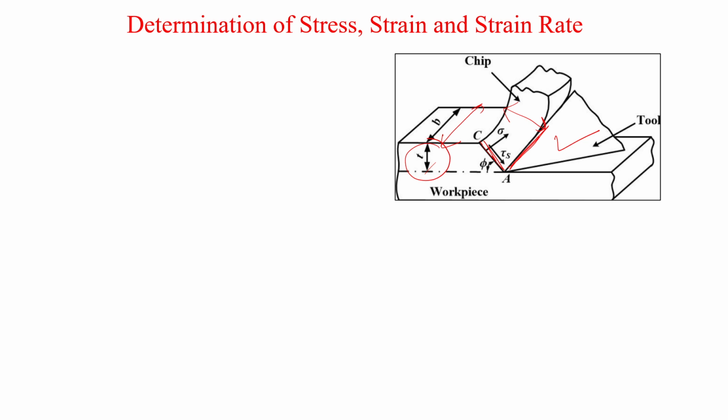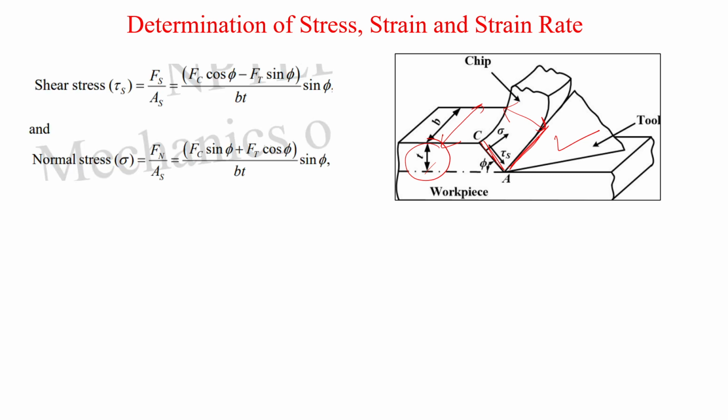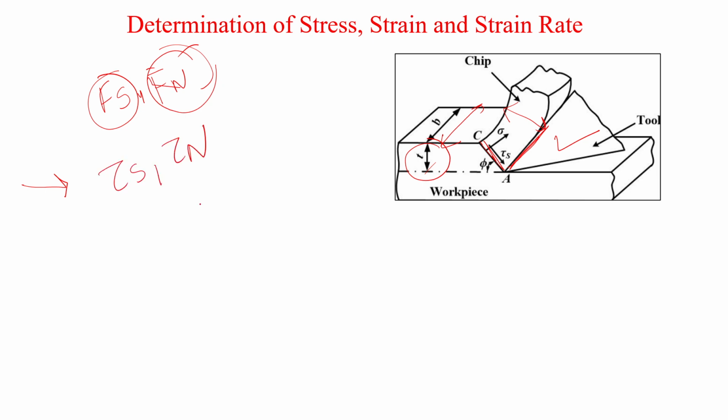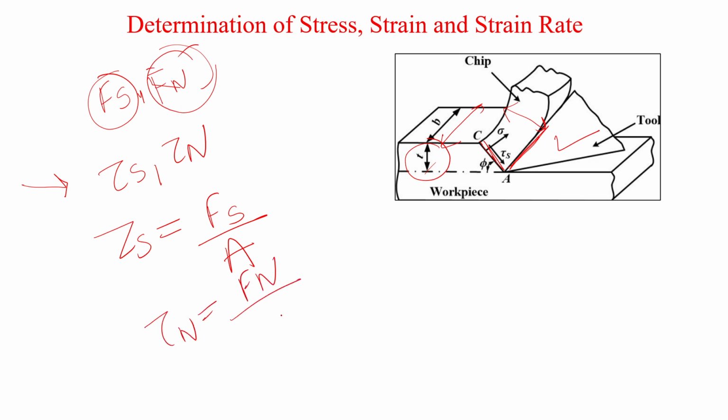Now we have to find the different stresses developed here. In the shear plane we have two forces, one is Fs and one is Fn. Based on these Fs and Fn, we will have two stresses, tau s and tau n, the shear stress and normal stress. So what is the value of tau s? It is force upon area, Fs upon area, and tau n would be the normal force upon area.